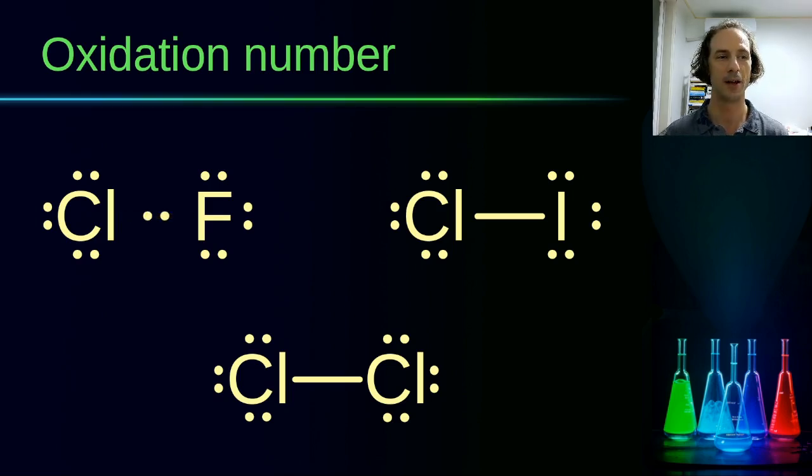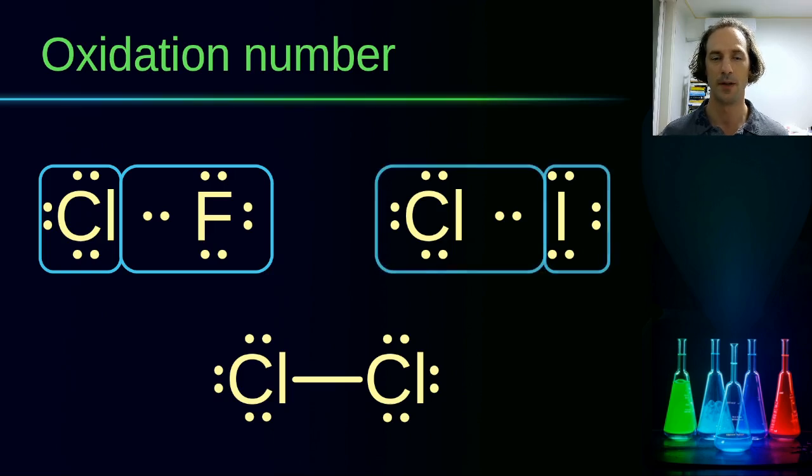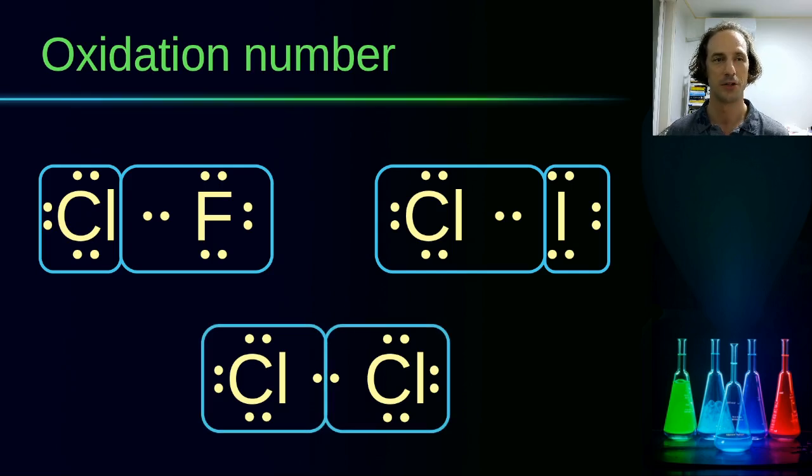So fluorine will take both electrons from this bond when it's bound with chlorine, and when chlorine is bound with iodine, then chlorine as the higher electronegativity atom will take both of these electrons from the bond here, and when chlorine is bound with another chlorine, their electronegativity is the same. So in this case we can just divide up the bond one by one. So the oxidation number will be the charge of the atom, or rather the ion, if we would do this ionization. So this is kind of an exaggeration, of course, of the polar covalent bond by this enumeration.